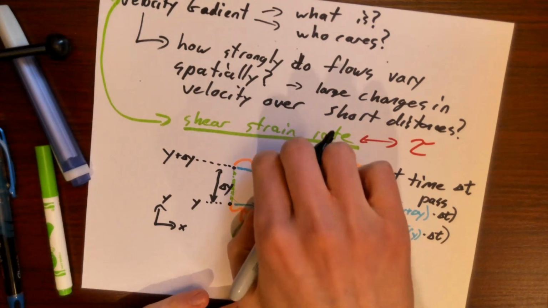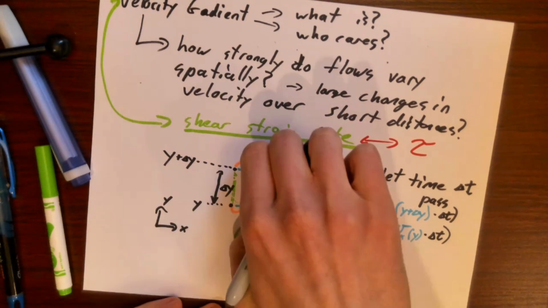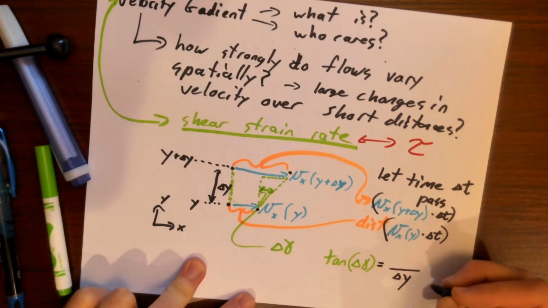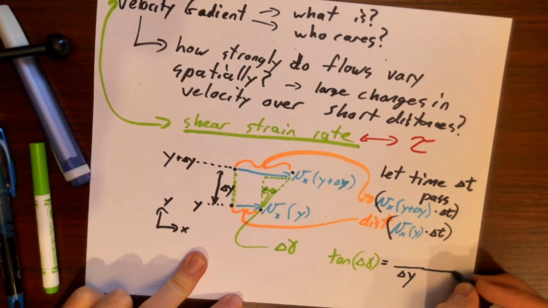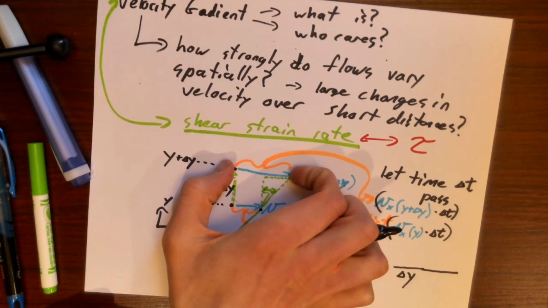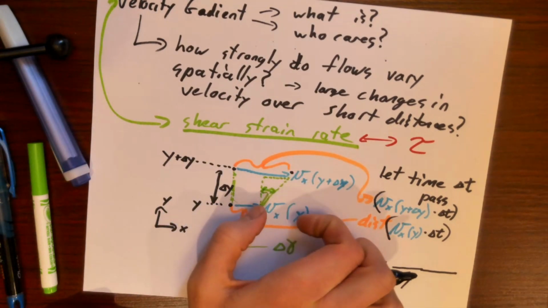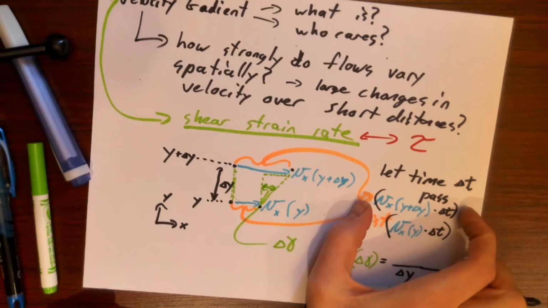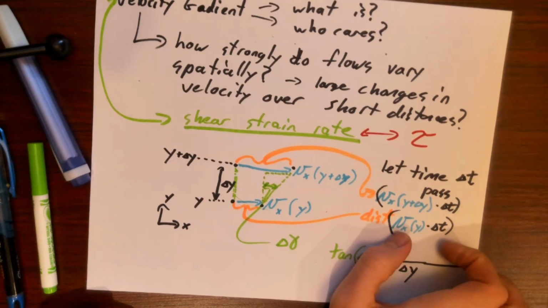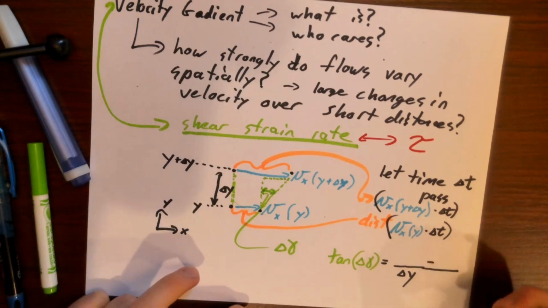The adjacent is this delta y. We said these two points were separated by delta y, so the adjacent is delta y. And the opposite is the difference between this top leg here and this bottom leg here. So it's going to be Vx at y plus delta y times delta t, minus Vx at y times delta t. We're going to have a difference between those two things.